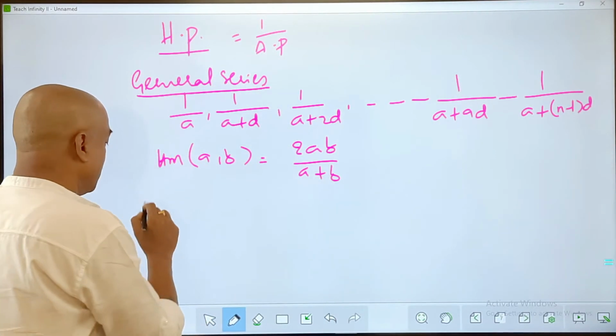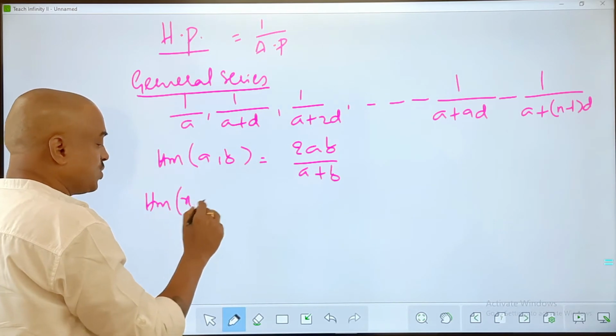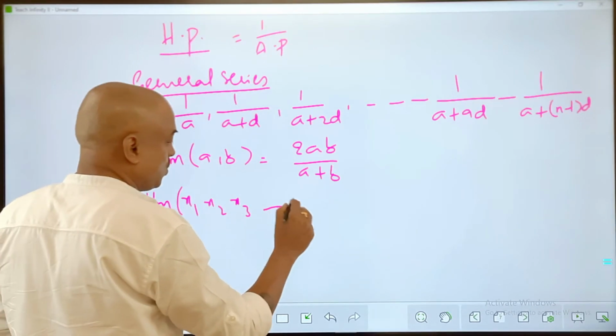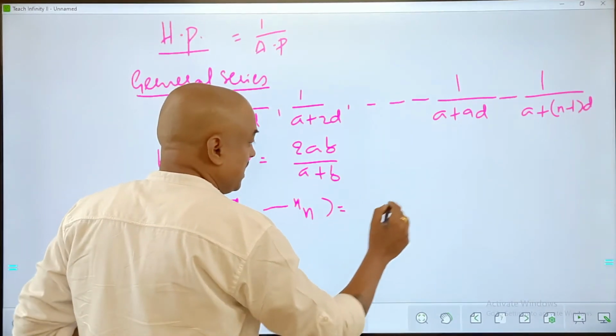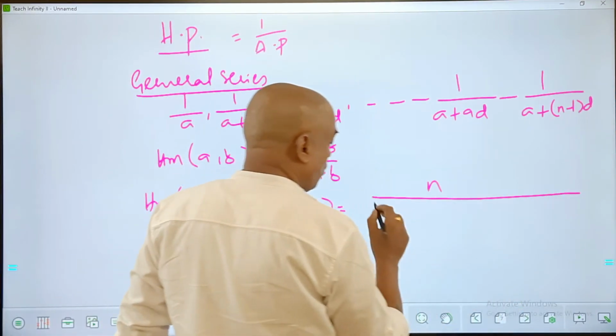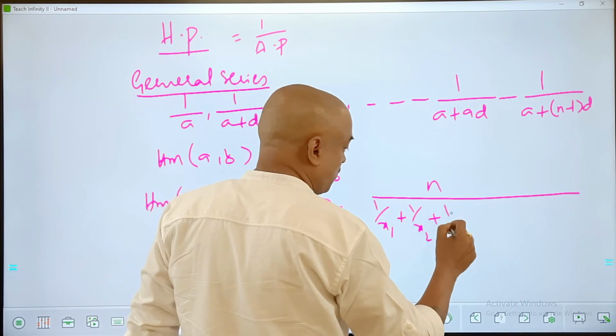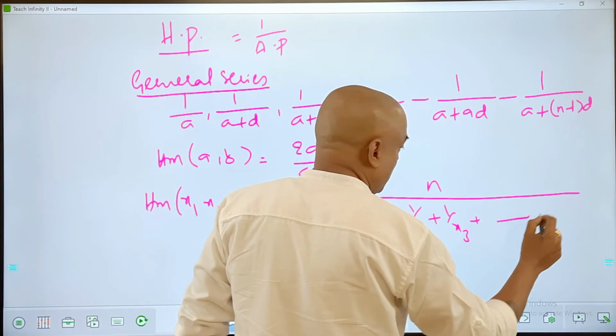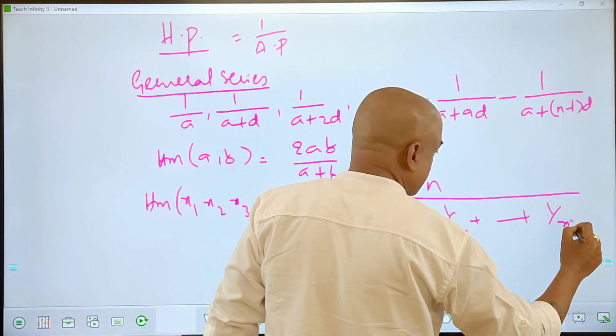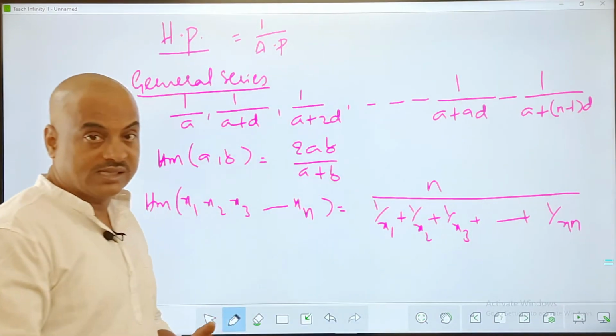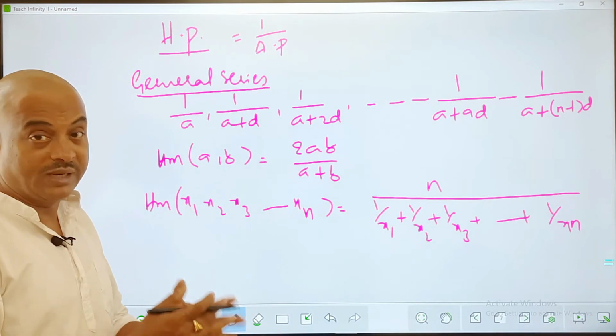But the general formula, HM for x1, x2, x3, so on up to xn is n upon 1 by x1 plus 1 by x2 plus 1 by x3, so on up to 1 by xn is the general formula here. So this is a general formula to find harmonic mean.